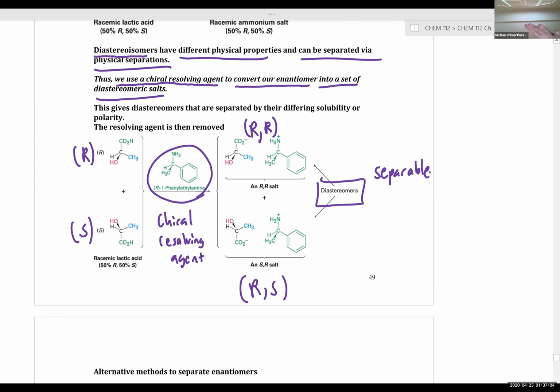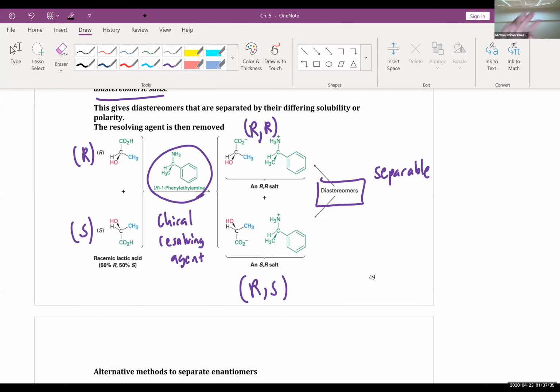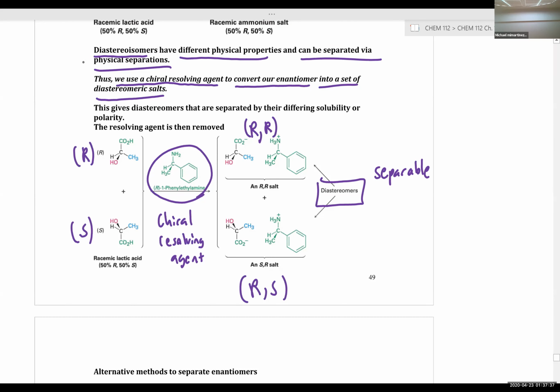Okay, so the reason why we use a chiral resolving agent is because we can separate the diastereomeric salt complex formed from each of our enantiomers. Does that make sense to everyone? This idea of chiral resolution? We can separate diastereomers, so we convert our enantiomers into a mixture of diastereomers. Okay, so that's just a nice little subnote on how enantiomers are practically separated.